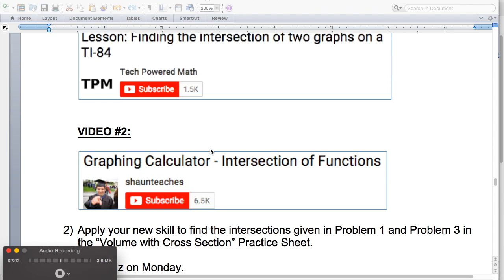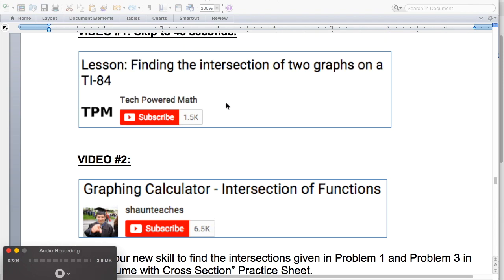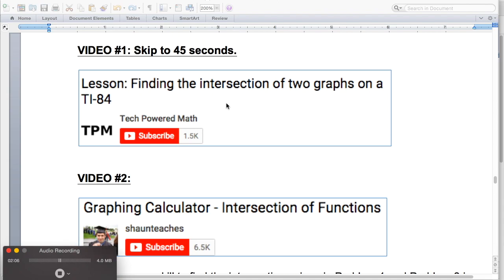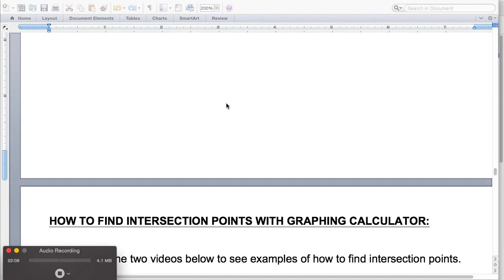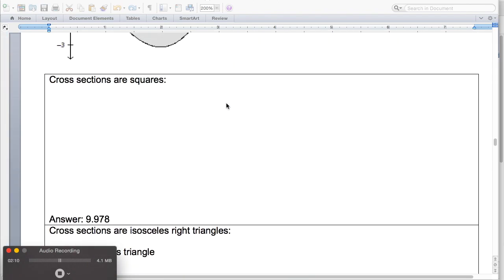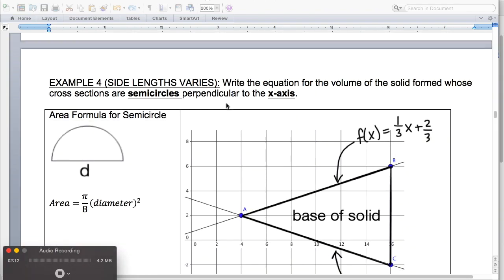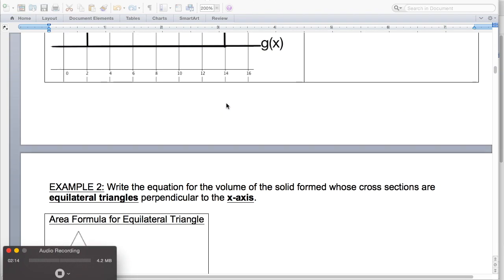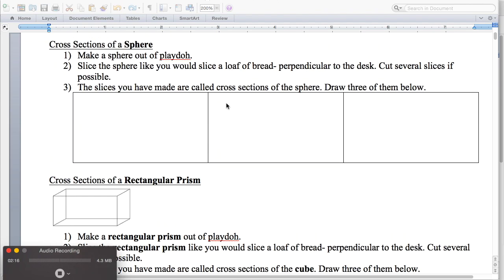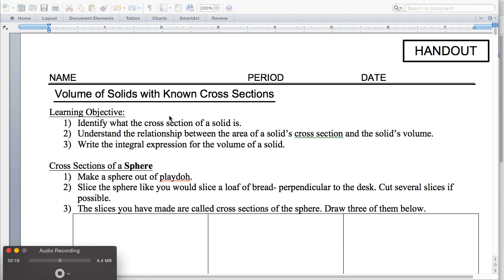And there's definitely going to be a mini quiz on Monday just to make sure that you guys are able to meet the learning objective, and also make sure that you took the time to look up these videos and actually learn how to find intersection points. So those are the three main parts.